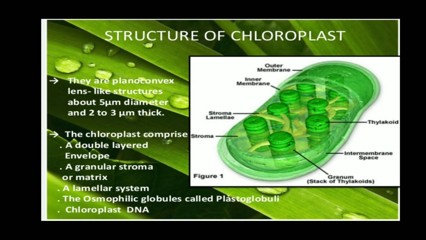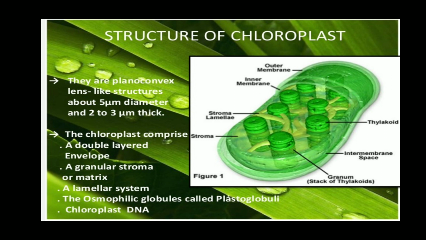So here you can see the structure of the chloroplast. Chloroplasts are plano-convex lens-like structures, about 5 micrometer in diameter and 2 to 3 micrometer in thickness, right? The chloroplast is protected by two different layers, which means it is a double layered envelope cell organelle. These two layers are called the outer membrane and the inner membrane. The outer membrane is at the outer side and the inner one is at the inner side, right?